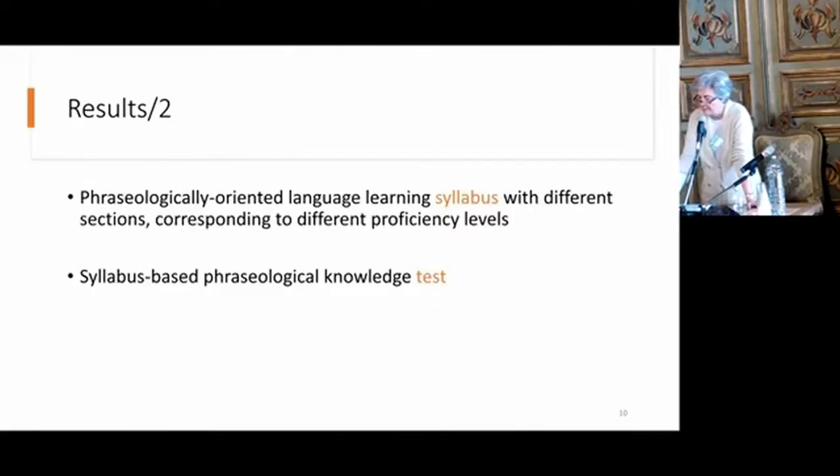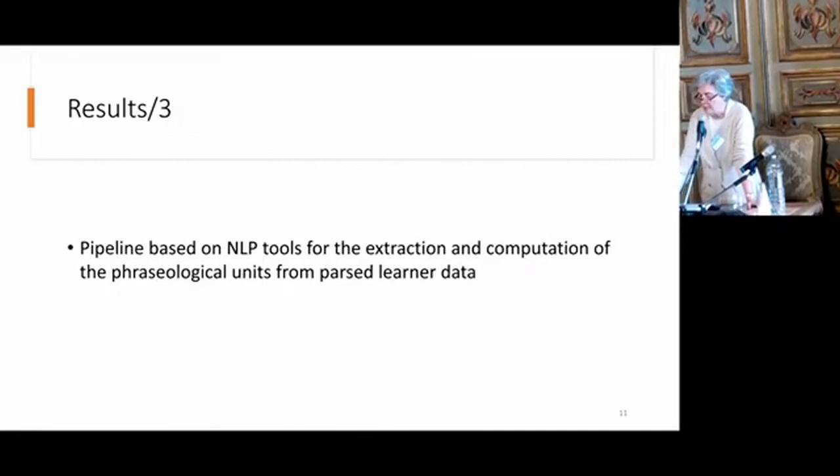Other results: we have created a phraseologically oriented language learning syllabus with different sections corresponding to different proficiency levels. We have also developed a syllabus-based phraseological knowledge test. This is the pedagogical part, okay? And finally, we have developed a pipeline based on NLP tools for the extraction and computation of the phraseological units from past learner data.